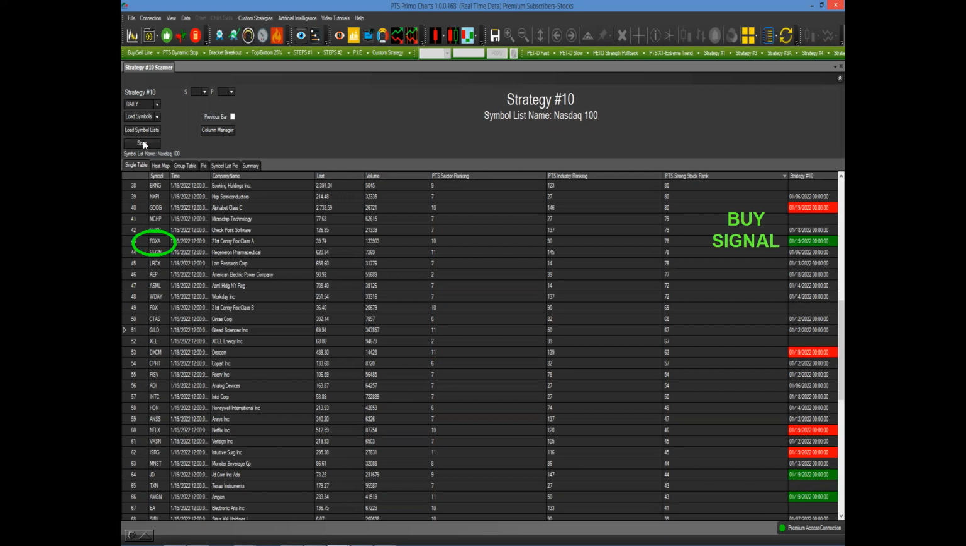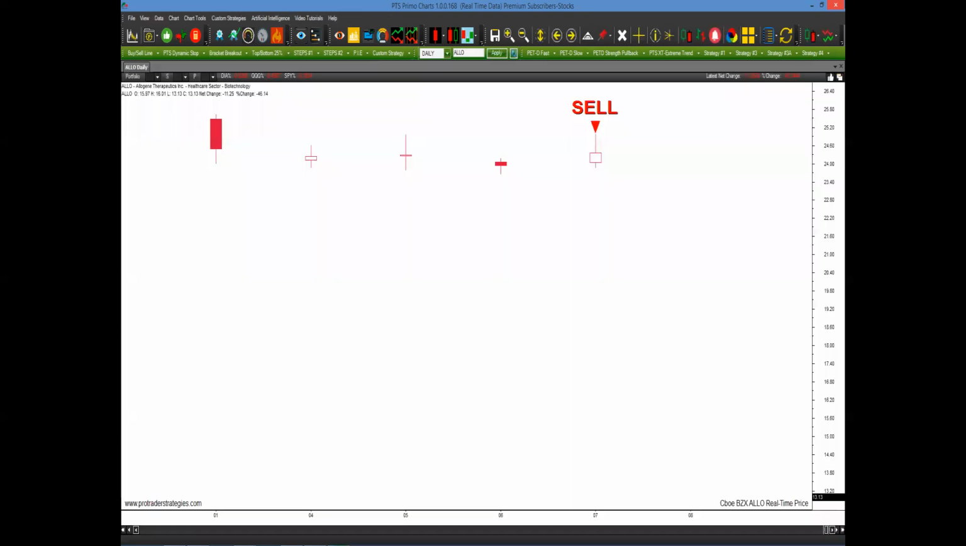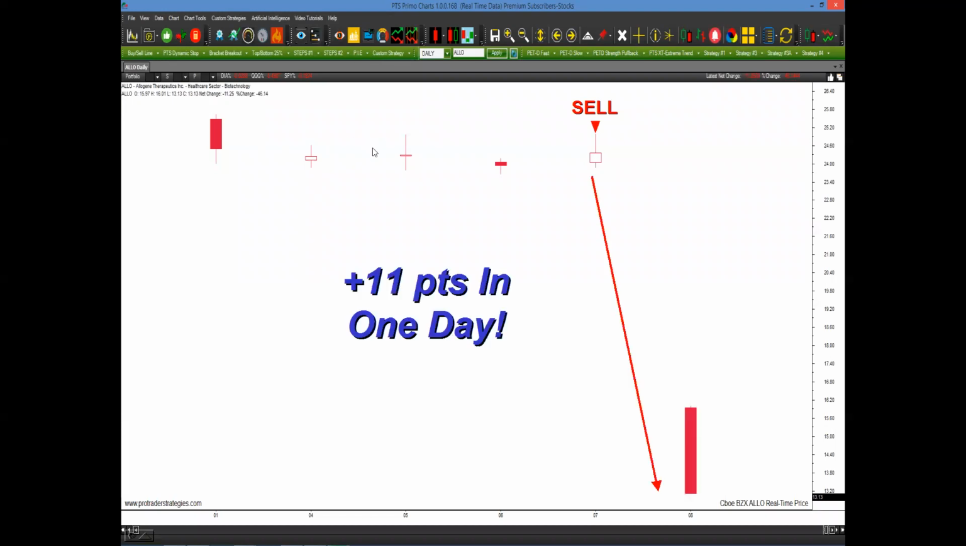Now, the green bars simply mean that those are buy setups. The red bars mean that those are the corresponding sell signals, okay, sell setups. Now, here's how it would look in this older chart here of ALLO. You would have seen a sell signal generated. You could have potentially taken advantage of that. And look what happened the next day, 11 points in one day.